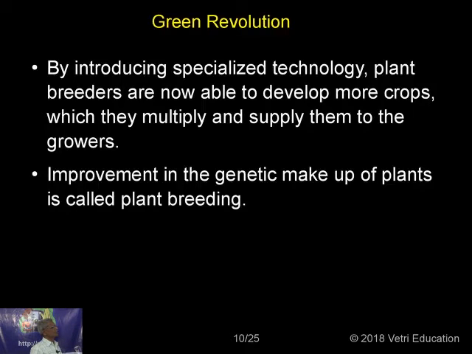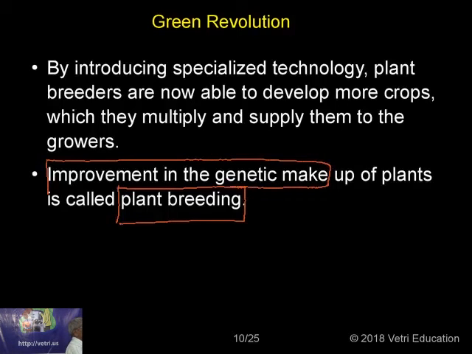By introducing specialized technology, plant breeders are now able to develop more crops, which they multiply and supply to the growers. Improvement in the genetic makeup of the plant is called plant breeding. So, it's a very beautiful definition. What is plant breeding? Improvement in the genetic makeup is called plant breeding. So you breed the plant with an aim. While you are breeding two plants, you don't simply do it. It is with the aim of improving the quality. So improvement of the genetic makeup is essential, and only then should it be rightly called plant breeding. Okay.